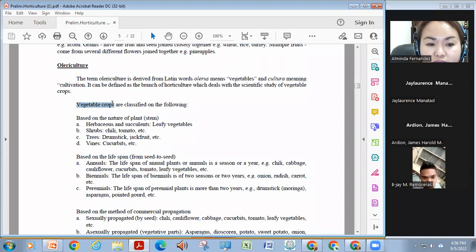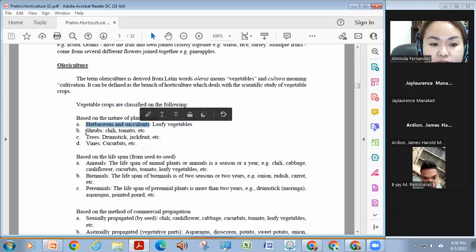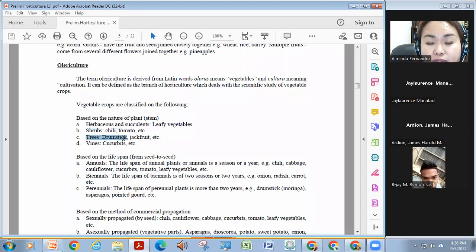And vegetables are classified based on the nature of plant, like stem, no? They can be called herbaceous or succulents, such as the leafy vegetables, or shrubs, such as the chili and tomato, trees such as the drumstick or the malunggay and jackfruit, kasi kinukulay natin yung prutas, di ba?